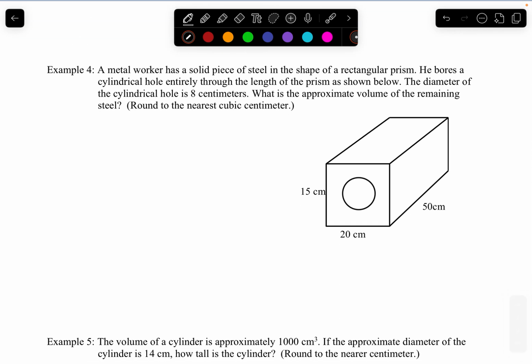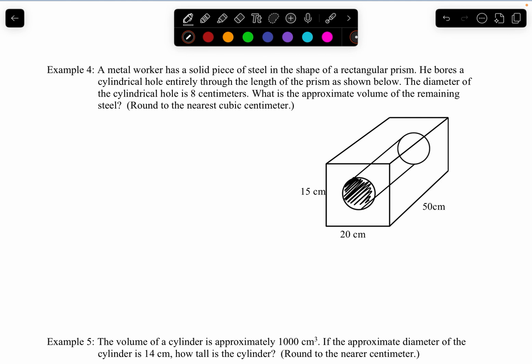Example 4, a metal worker has a solid piece of steel in the shape of a rectangular prism. He bores a cylindrical hole entirely through the length of the prism as shown below. The diameter of the cylindrical hole is 8 centimeters. What is the approximate volume of the remaining steel? So although this is a little bit funky to see, I'm going to take this and move this back here. And what I need us to try really hard to imagine is that this cylinder here is empty space.